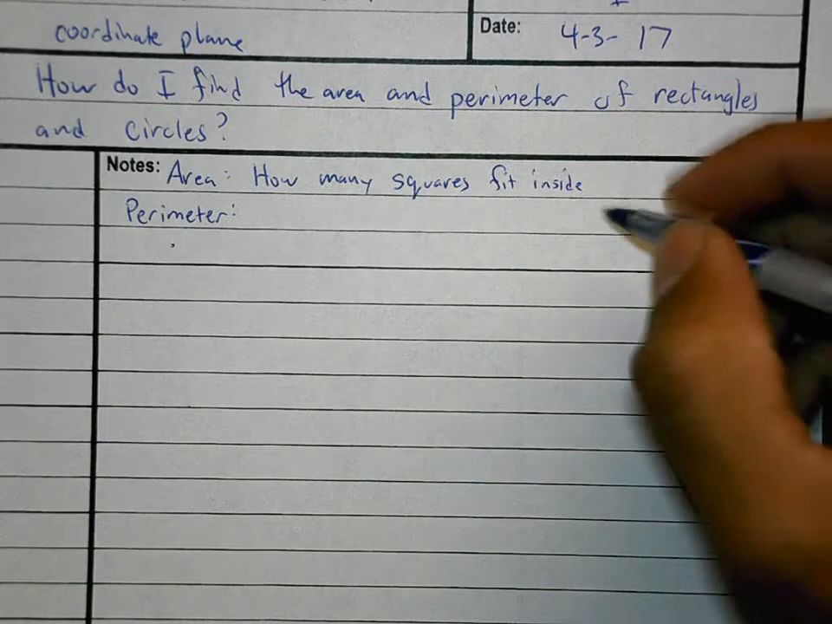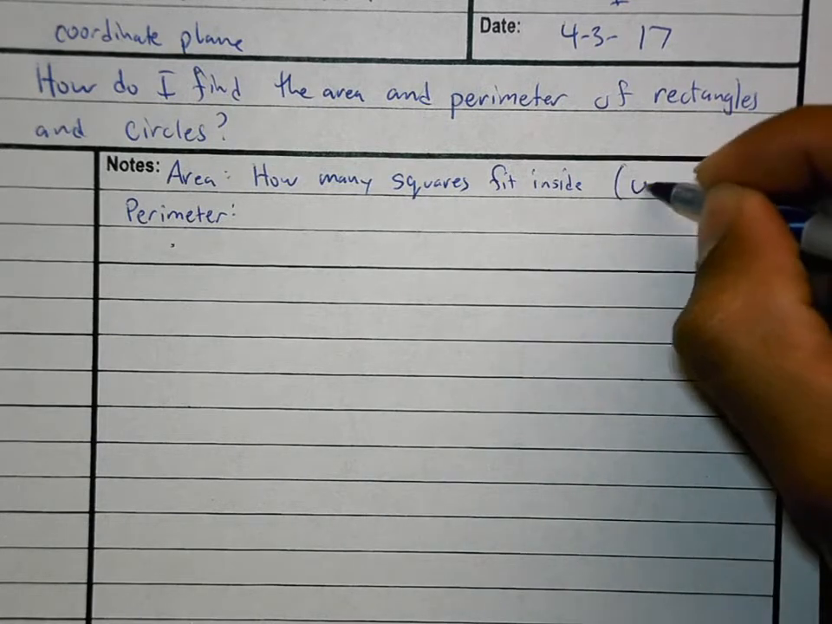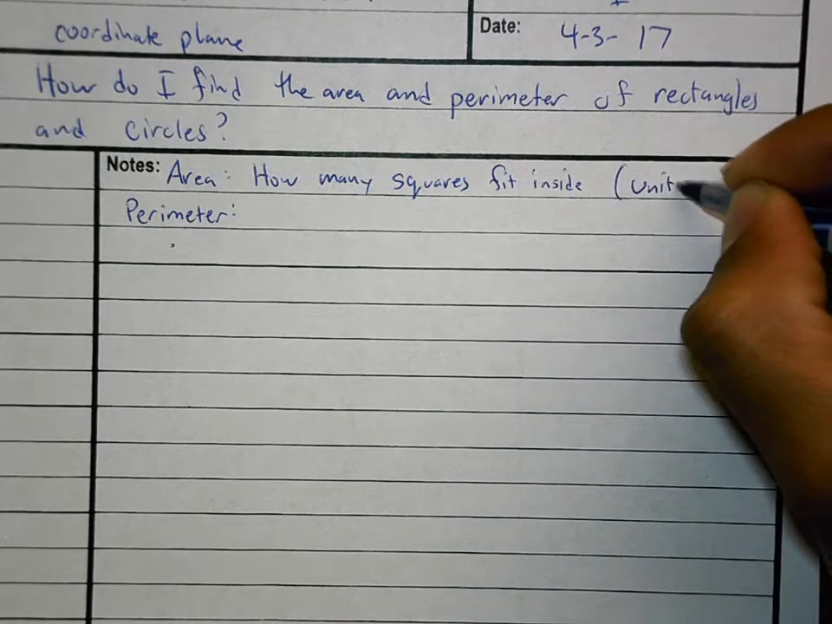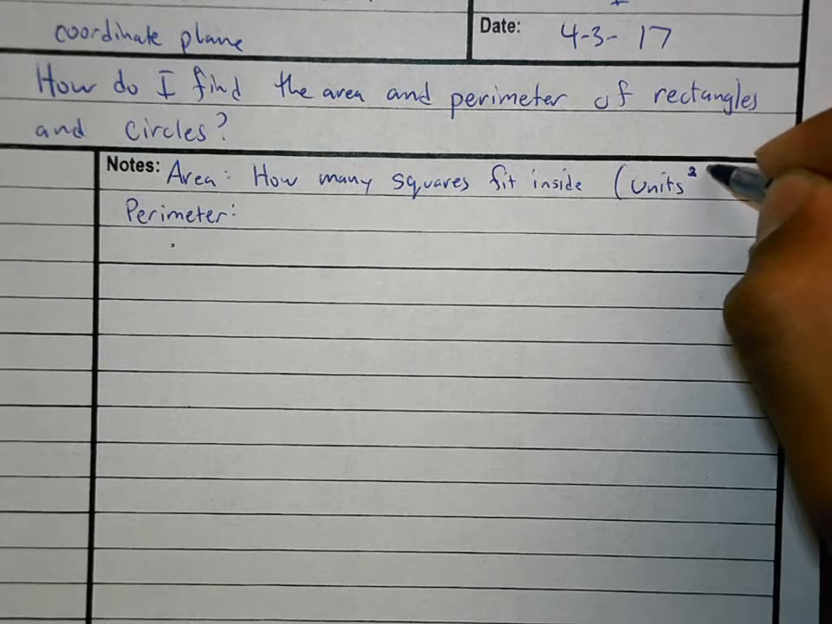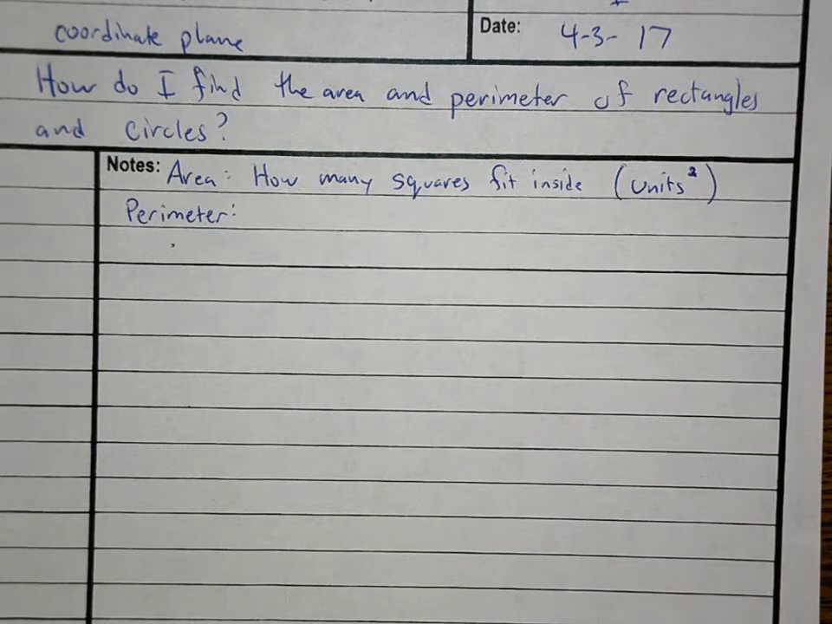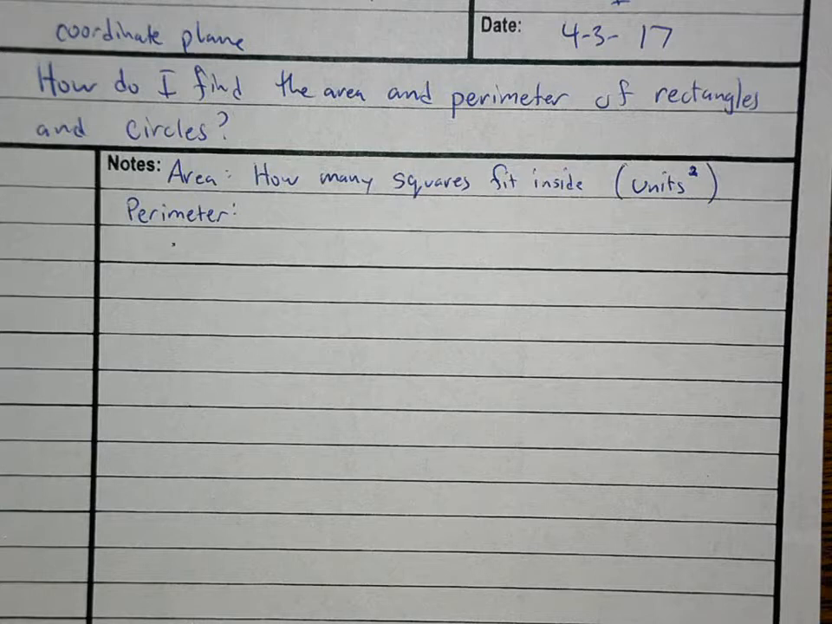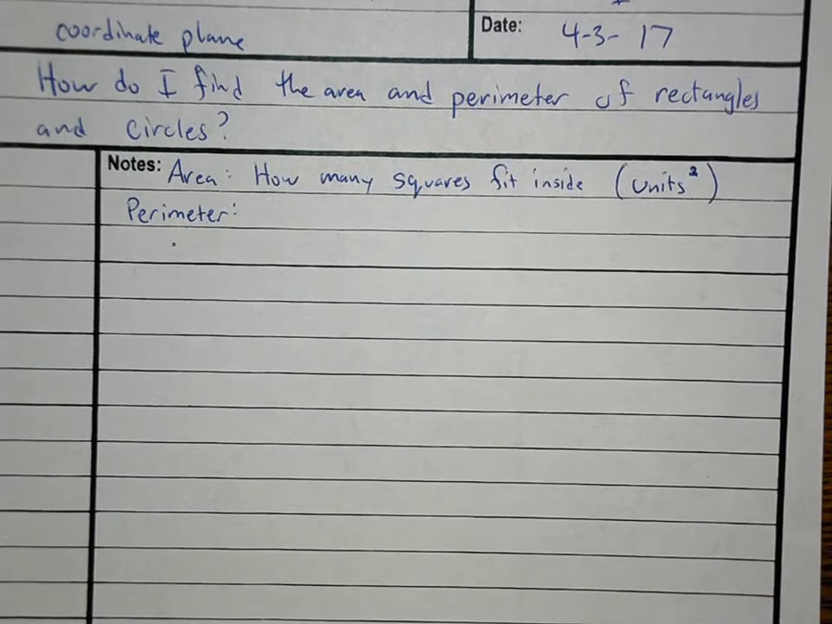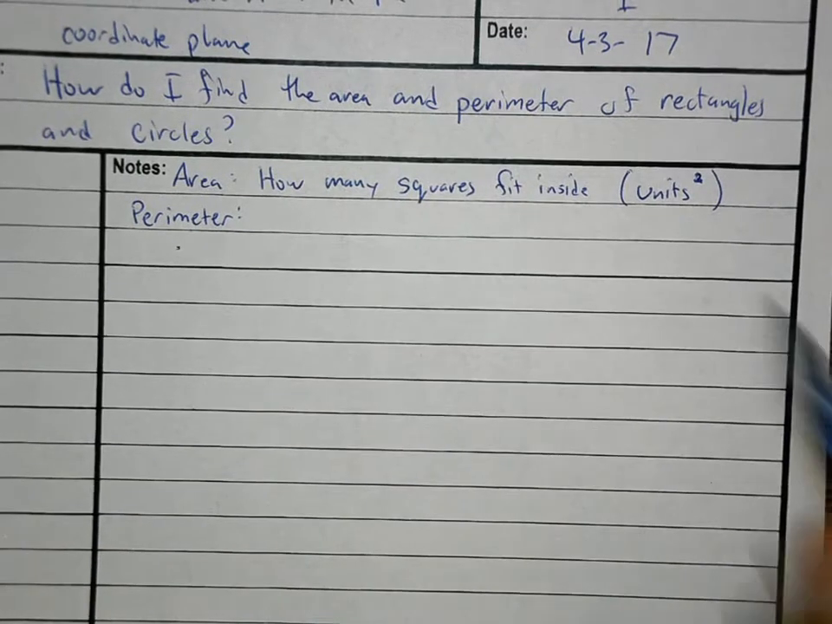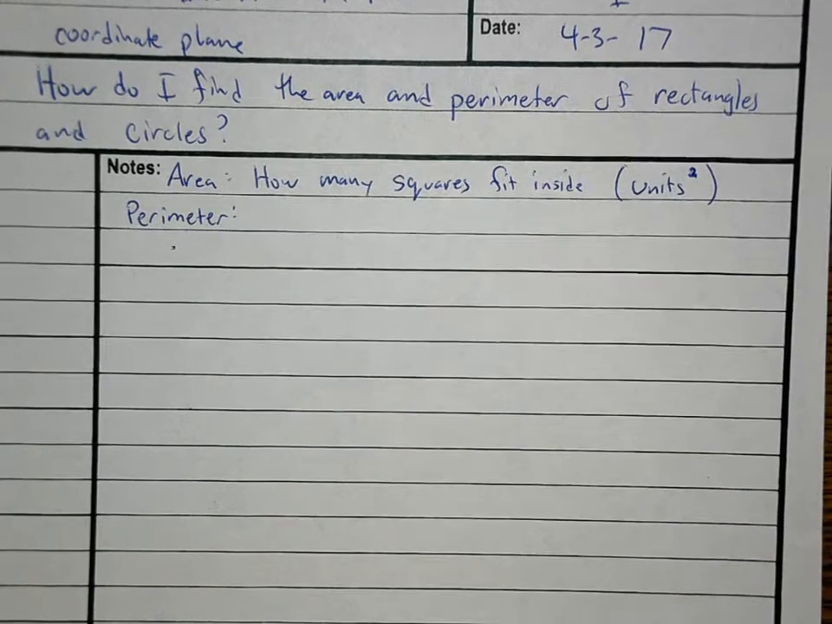One thing I put here in my notes from last year is units to the second power, units squared. Whenever we measure area, if we're measuring in inches, it's inches squared. If we're measuring in feet, it's feet squared. If we're ever measuring in millimeters, it's millimeters squared. It's whatever the units are to the second power, because we have a length and we have a width. That's why we do it that way.